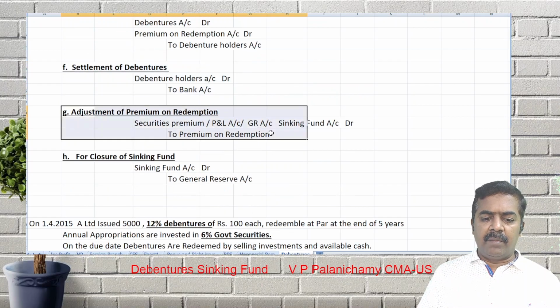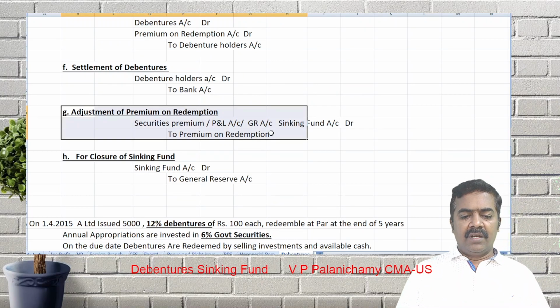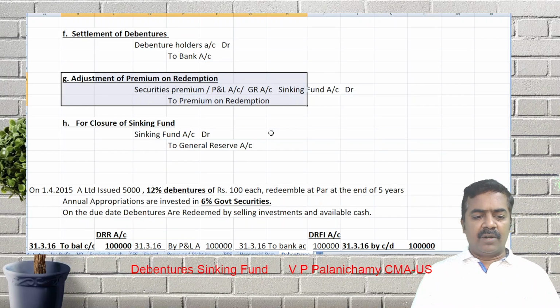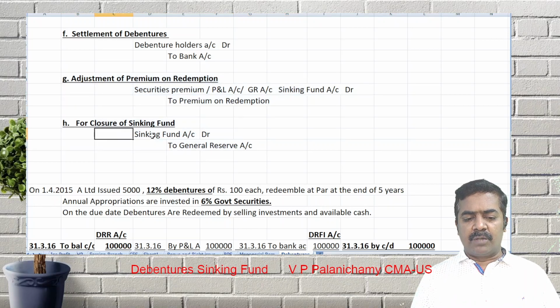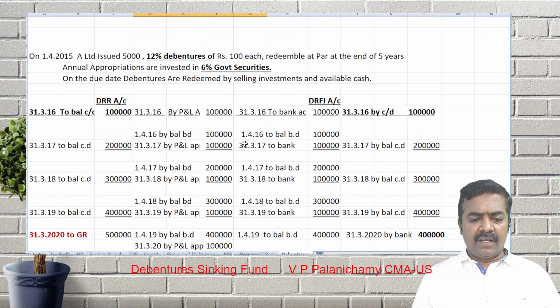If there is any premium on redemption, that is adjusted with which account? Debenture redemption reserve account or securities premium account. And we close the debenture redemption reserve by transferring to which reserve? General reserve. This is what we have seen in the last class.